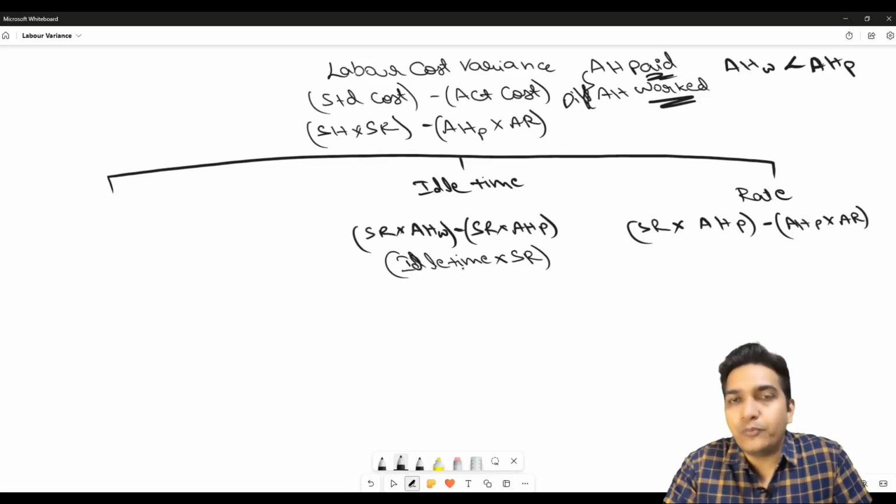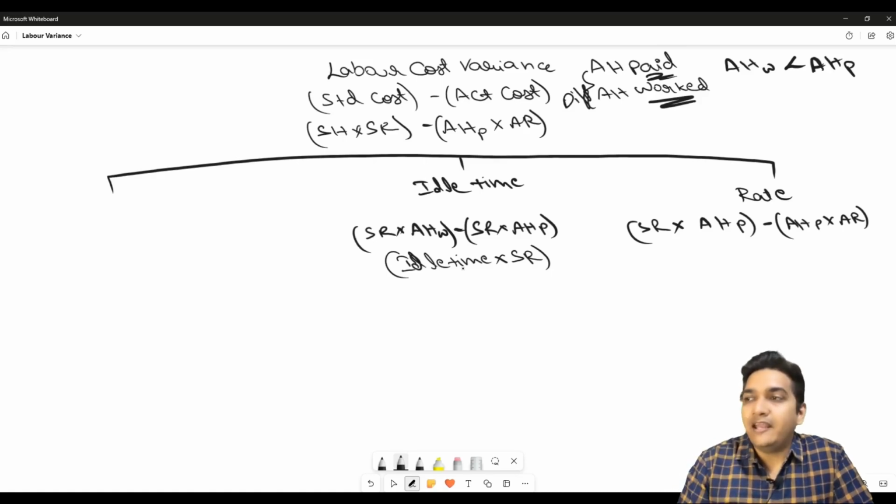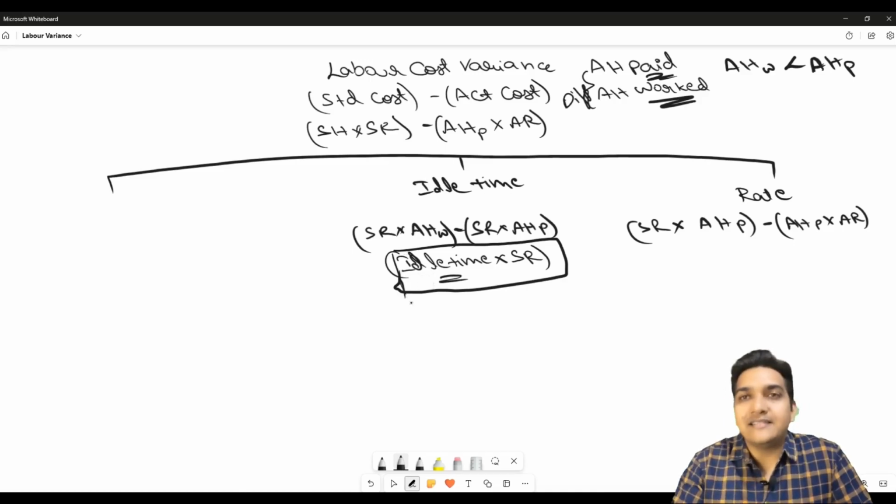We have to remember both of these formulas because the formula we use in solving the problem would depend on the information provided in the problem. If the idle time is provided in the problem, we would use this second formula. However, if the problem is silent about idle time, and instead gives the actual hours worked and actual hours paid, we can use the first formula. However, we can also use the second formula.